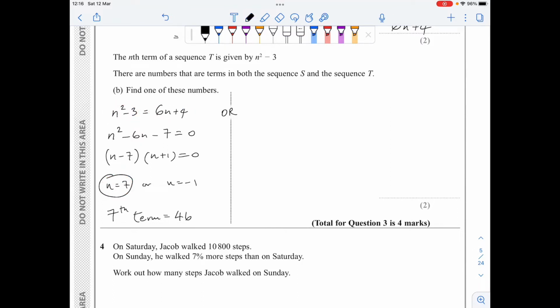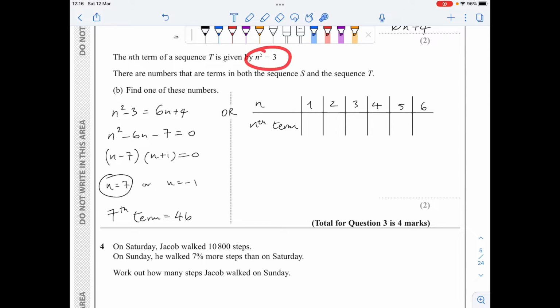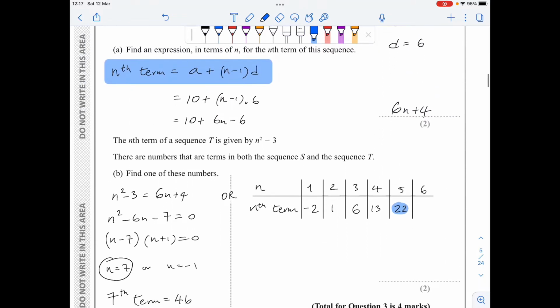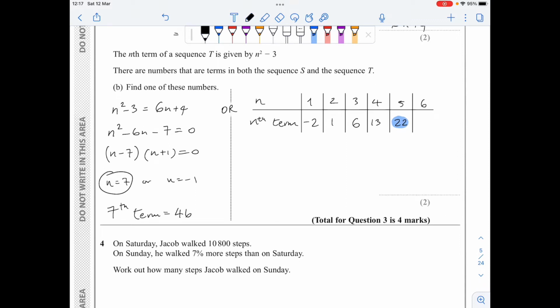Alternatively, you can create a table of values for sequence T and see which value appears in both sequences. Let's do that. So if I substitute 1, 2, 3, 4, and so on into the general term of sequence T, I'm gonna get minus 2, 1, 6, 13, 22. 22 appears in the first sequence as well, so there's no need for me to continue. 22 is a valid answer, so my final answer could be either 22 or 46.